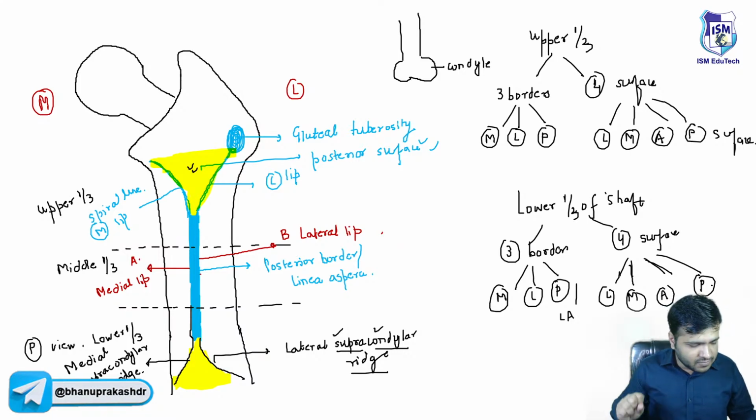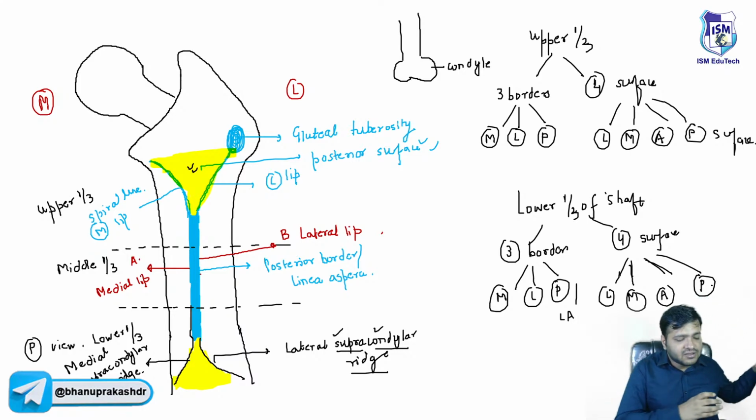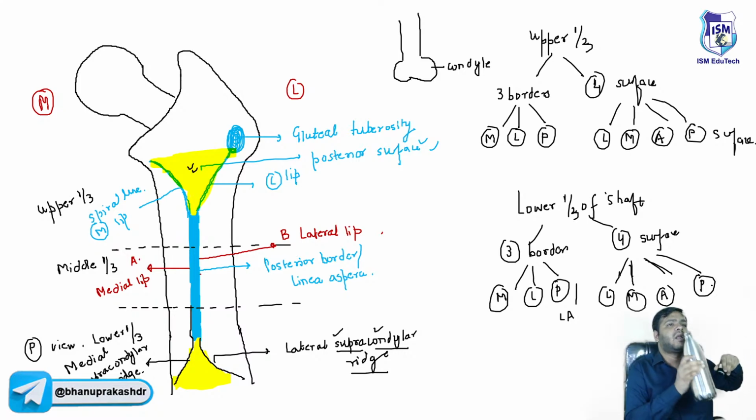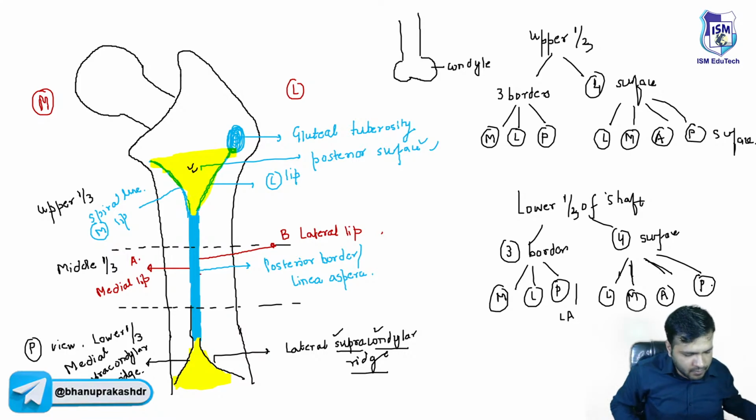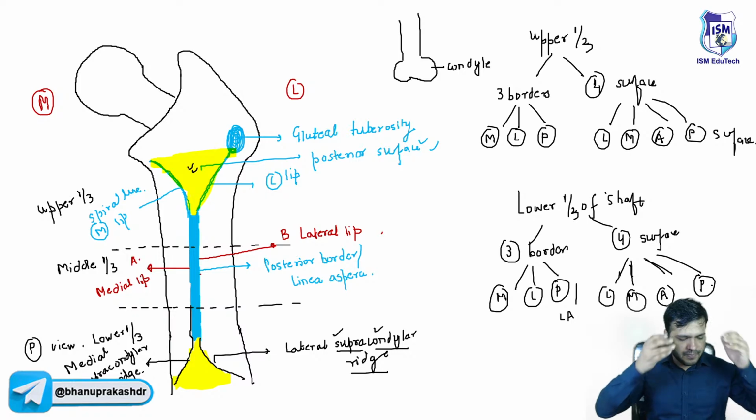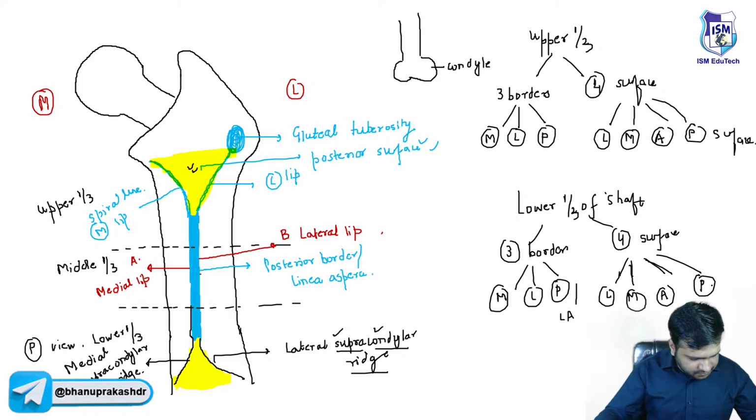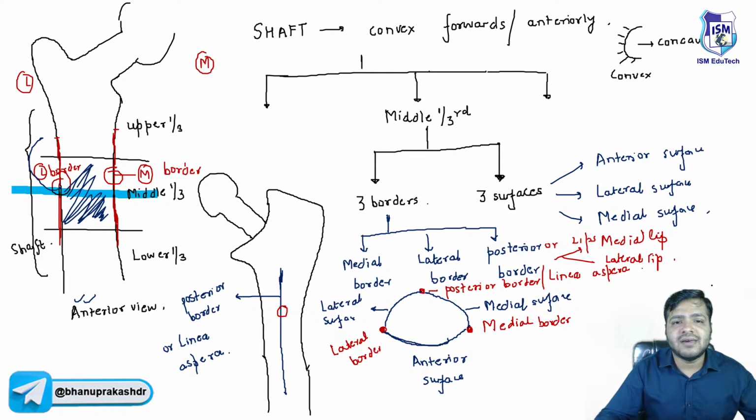Everyone, I want an answer in the chat box, beta. Posterior surface, it is absent in which region of the shaft? Chalo, answer batao. Jainam, Jinal, Harsh, very good, beta. In the middle of the shaft, it is absent. So shaft, I have already discussed, beta. It is divided into upper, middle, and lower. Upper and lower will have four surface and three borders. Middle will have three borders and three surface. And about the linea aspera.